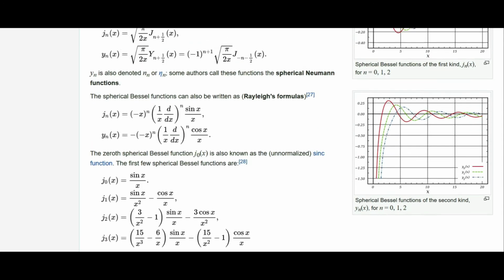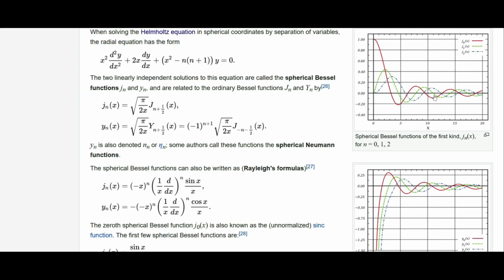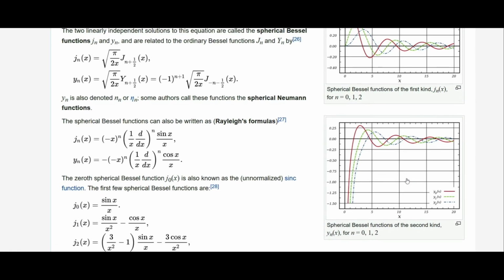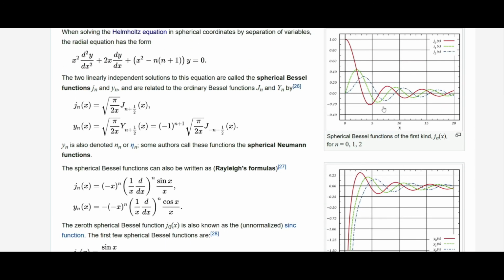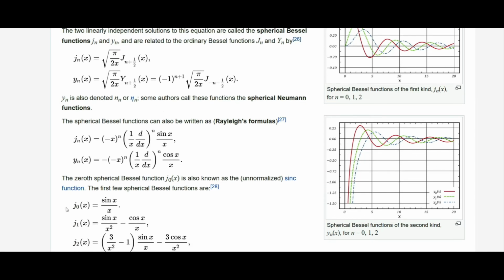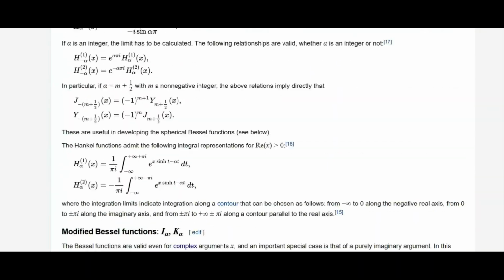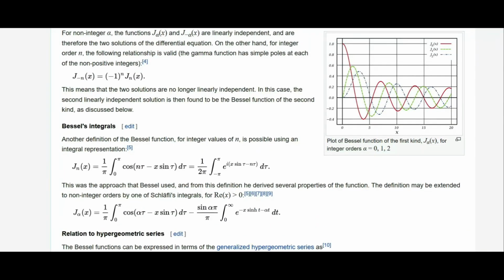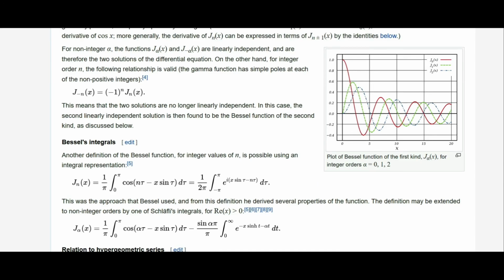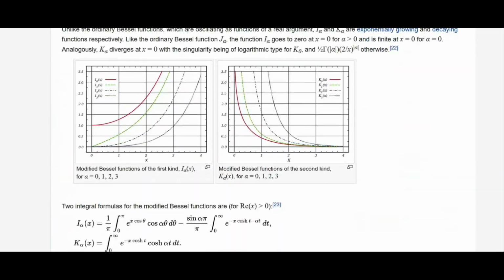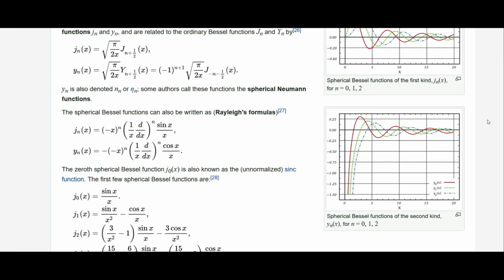And so if you actually plot these, here over on the right side on the top are the spherical Bessel functions of the first kind, so that is our j version here. And you can see that it's pretty much the same as our Bessel functions, so you can see those up here. These are the regular Bessel functions plotted as a function of x. So the spherical ones look very similar.